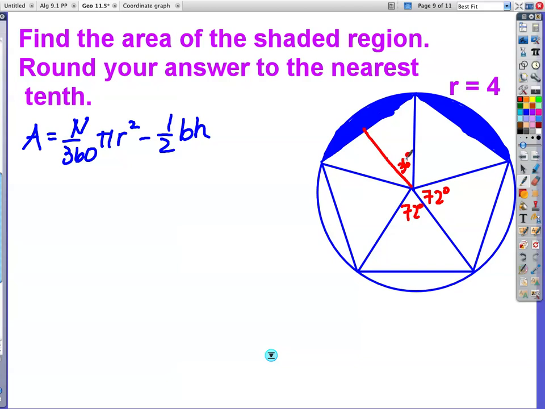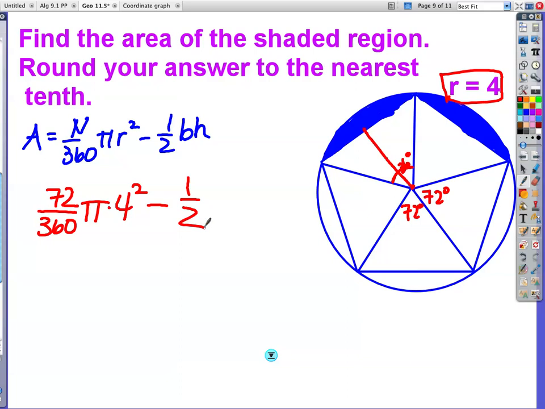All right, what am I going to be worried about? I need to figure out my radius. Oh, I have my radius. And eventually I need to find my height, I need to find my base. So here we go. 72 over 360. Okay, because I'm taking the entire angle right here. And then I'm going to take it times pi and times my radius, and we square that. Minus 1/2 base. I got to figure out this. In order to figure that out, I have to figure out this.